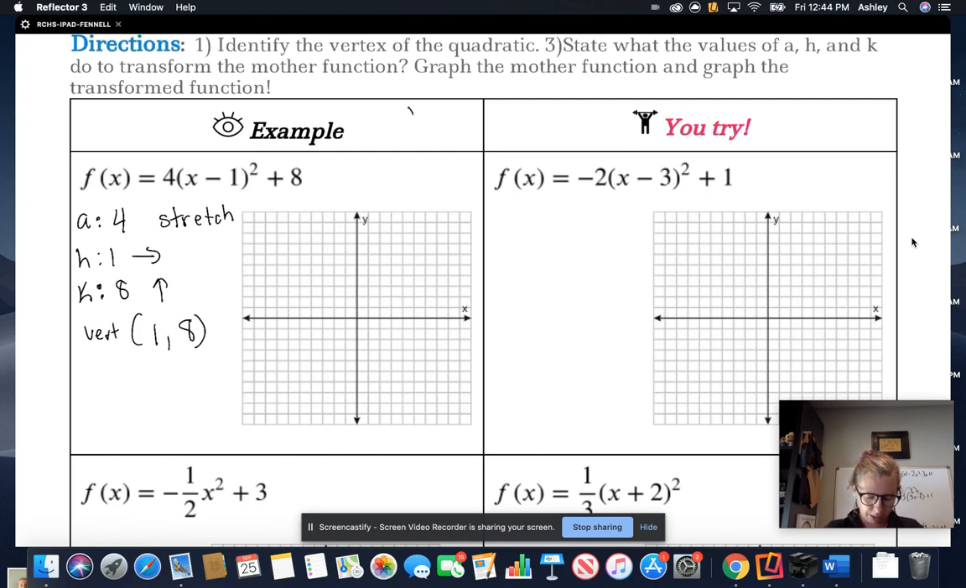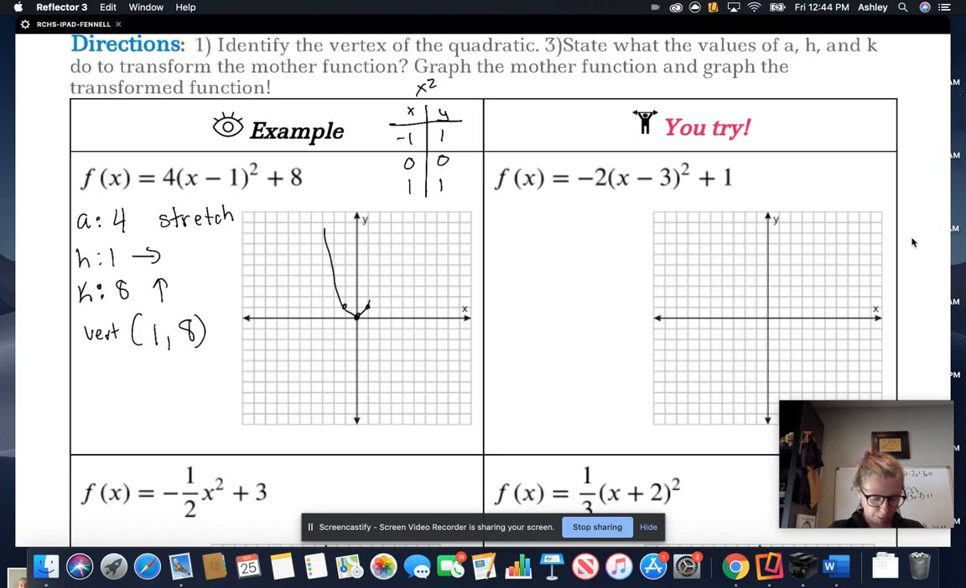All right, very quickly, let's make a mother function table. So just for the plain old x squared function, if we plug in -1, we get +1. Plug in 0, we get 0. If we plug in 1, we get 1. Each of these outputs is going to be multiplied by 4 in our new function. So when I go to graph this, I need to keep in mind that every output will be multiplied by 4. But let's just graph our mother first.